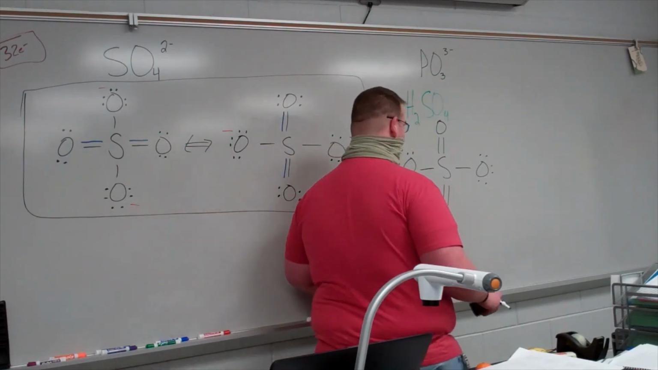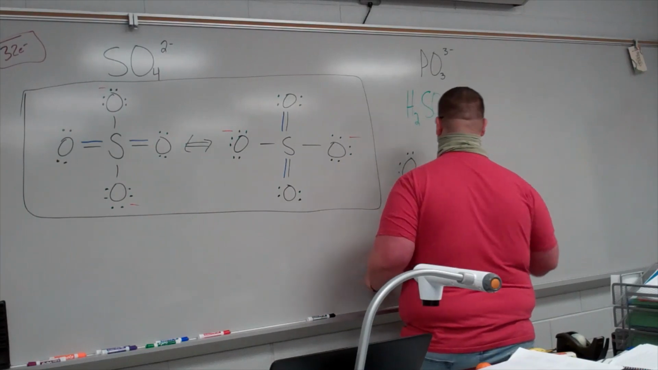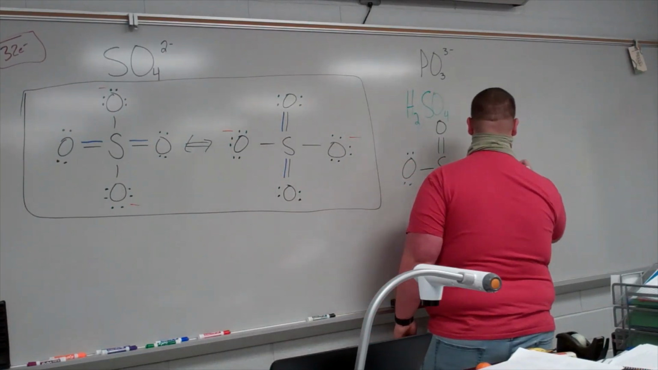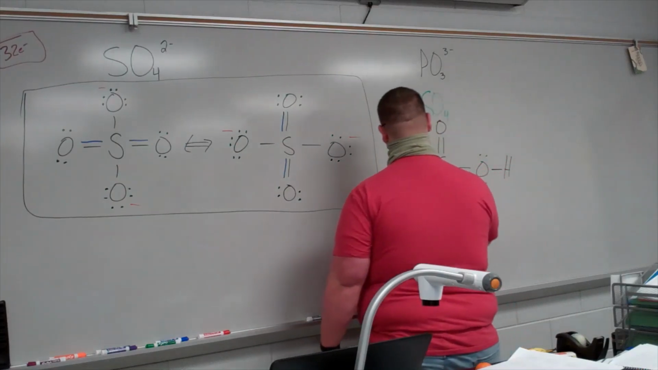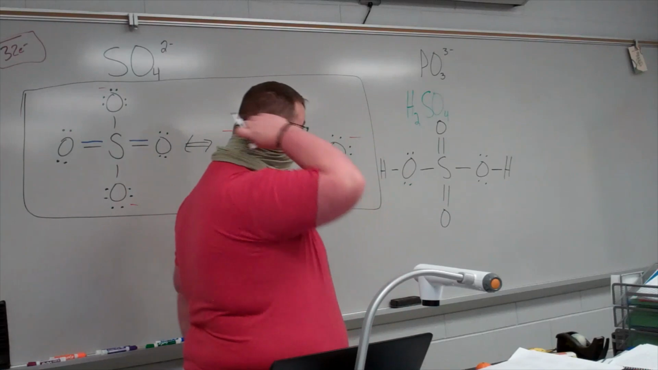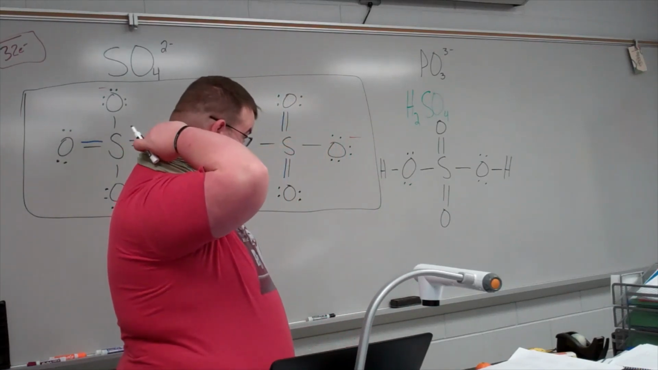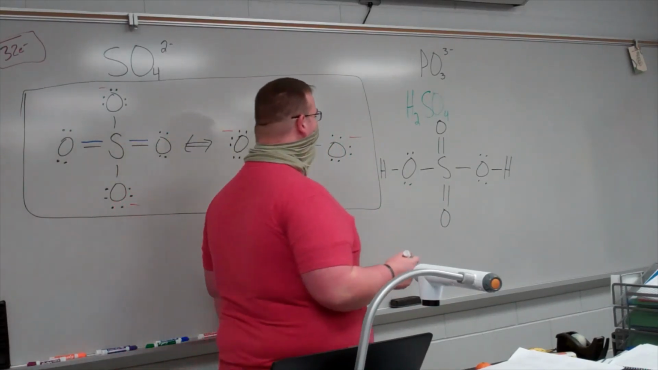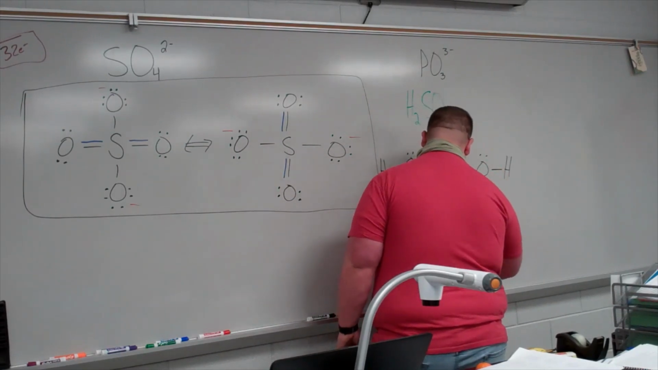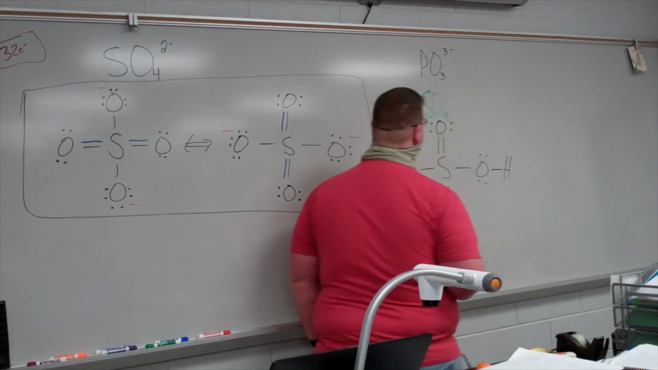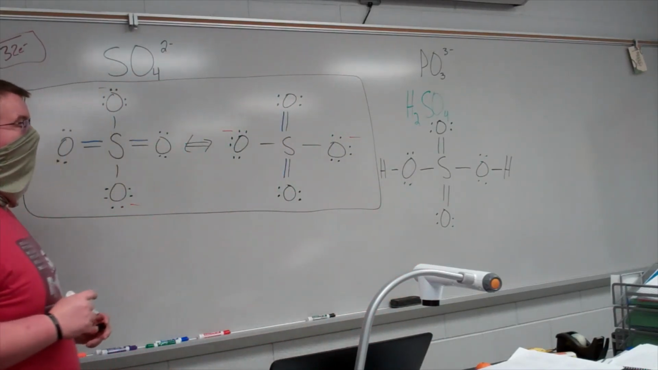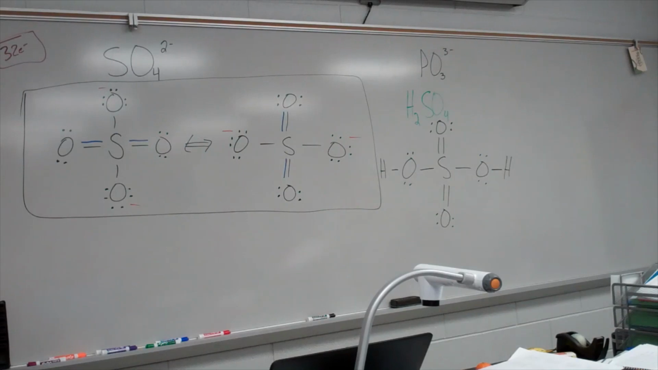So they will lose a lone pair to gain a bond and to gain a hydrogen. And that is now the properly drawn Lewis structure for sulfuric acid.